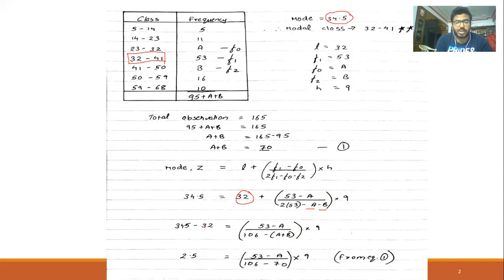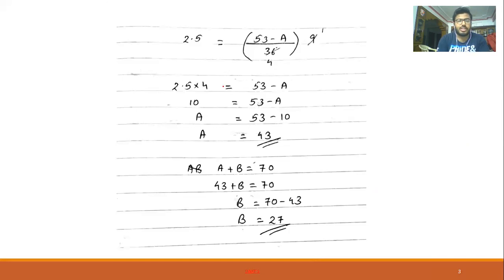Now 34.5 minus 32 is 2.5. See, this taking common is more important. Remember, you can do it only by this method. So take minus common, A plus B. So 2.5 equals (53 minus A) upon (106 minus (A plus B)). In place of A plus B, look, what did we take earlier? A plus B is equal to 70, equation number 1. So you substitute this A plus B value here. That is how you get this 70 value. So 106 minus 70, into 9.